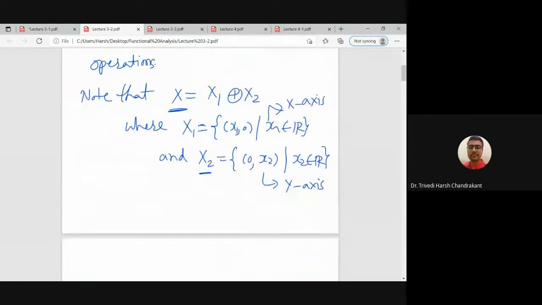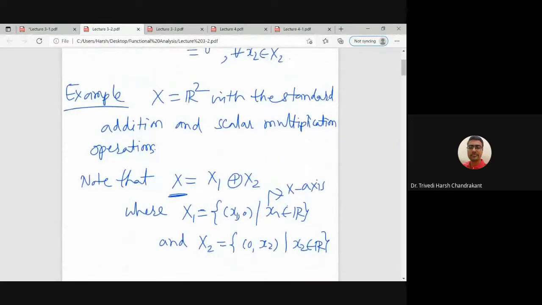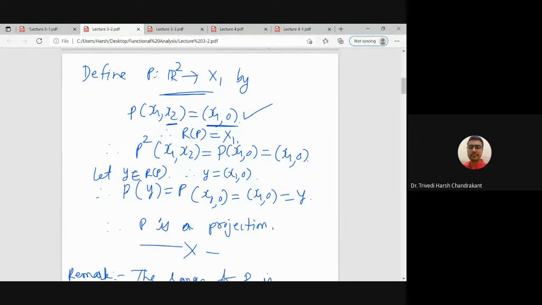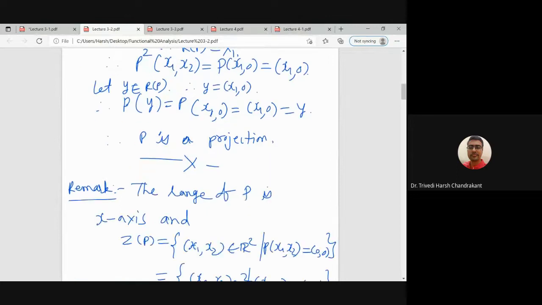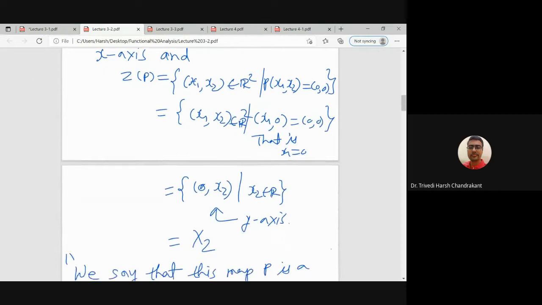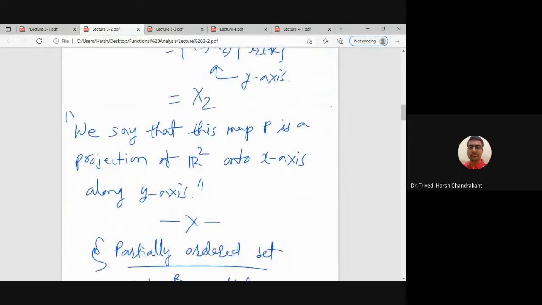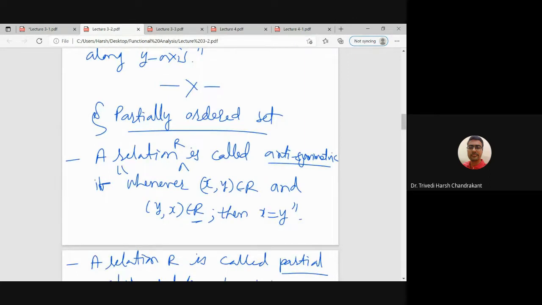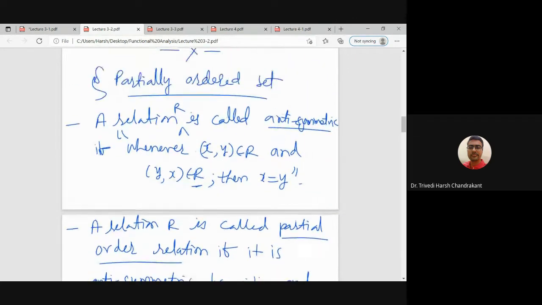The example we discussed is R2, which we can write as a direct sum of the x-axis and y-axis. Here again we discuss projection on the x-axis, but similarly we can discuss projection on the y-axis. When we take projection on the x-axis, the kernel of the map is basically the y-axis. In this case, we say that this particular map is a projection of R2 on the x-axis along the y-axis. So basically it is along the kernel, and the kernel here is the y-axis.